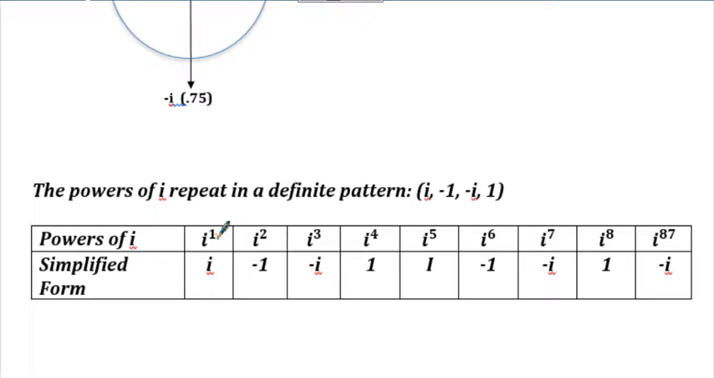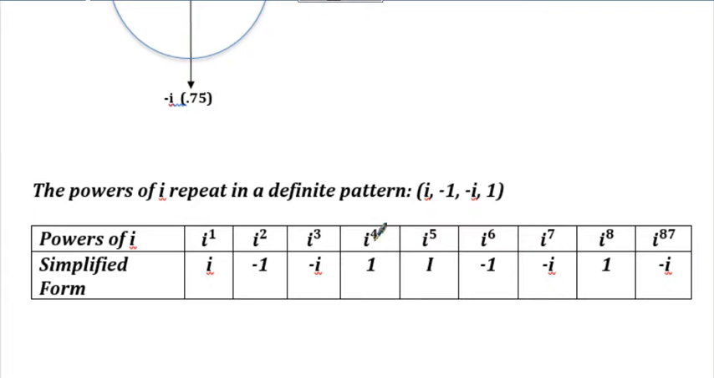i to the 1 power is i. i squared is -1. We just discussed that, right? i to the 3rd power, if you can remember your power rules, whenever you have a 3rd power, that's the same as the 1st power plus the 2nd power. So that's actually multiplying this times this, and it's -i. So i to the 3rd power is -i.